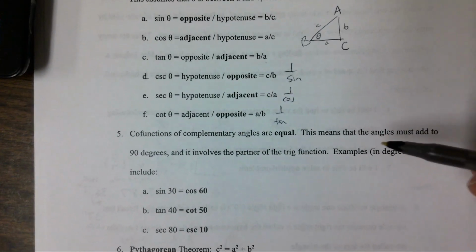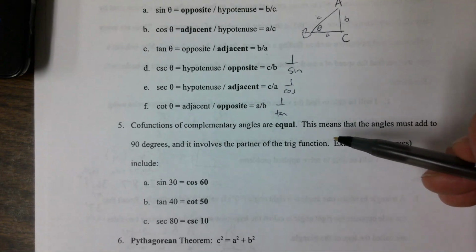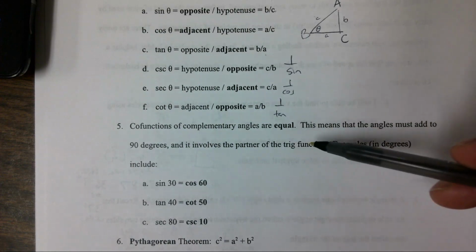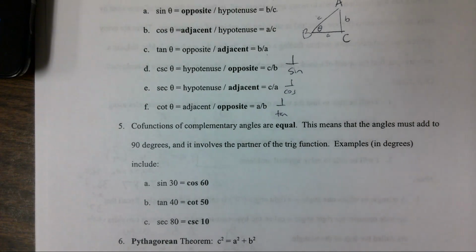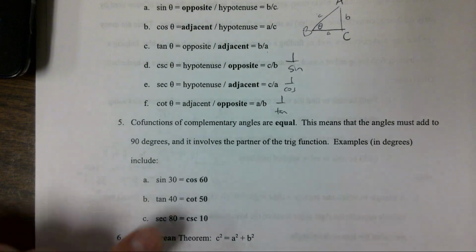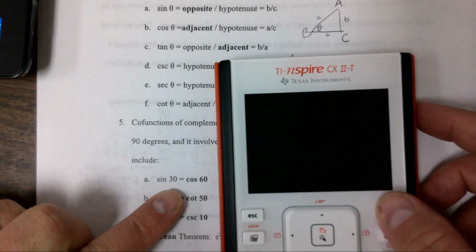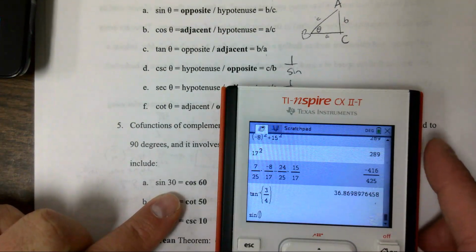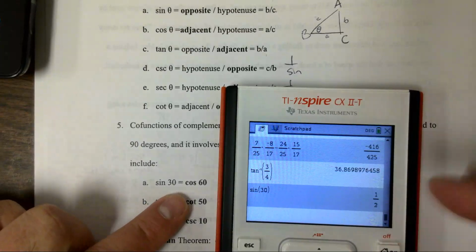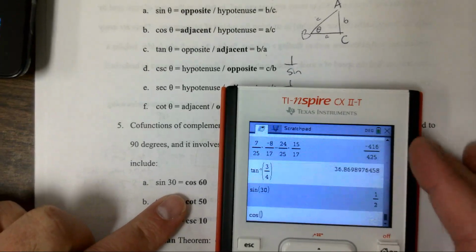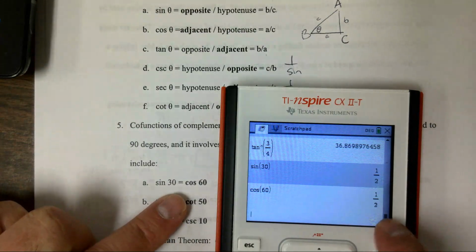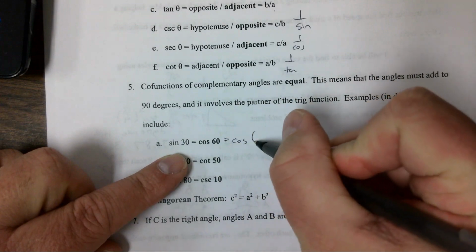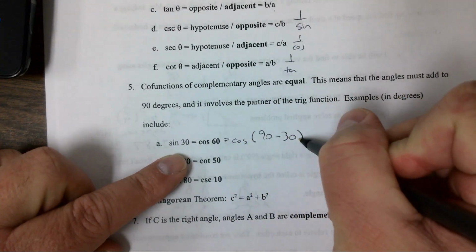Now, cofunctions are equal when it's complementary angles. This means they add up to 90 and it involves the partner. So examples in degrees are these. Let's prove that. If we're in degree mode and I do sine 30, that's a half. If I do cosine 60, that's a half. So basically the way to think of it is cosine of 90 minus 30.